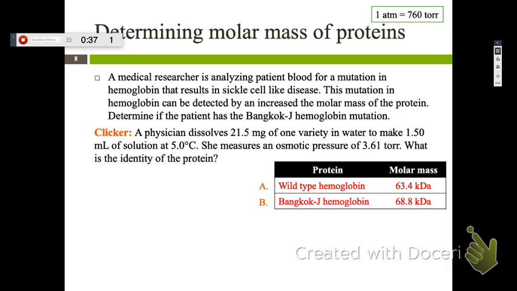We can change it to atmospheres, so you just divide it by 760. I know, but that's what I'm saying. We don't use that, right?